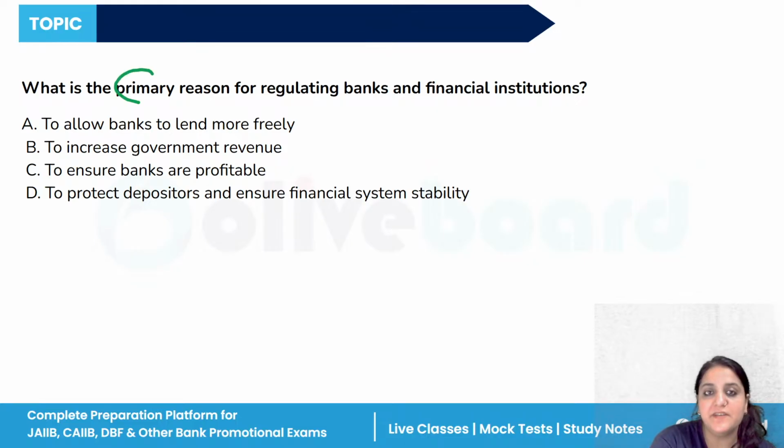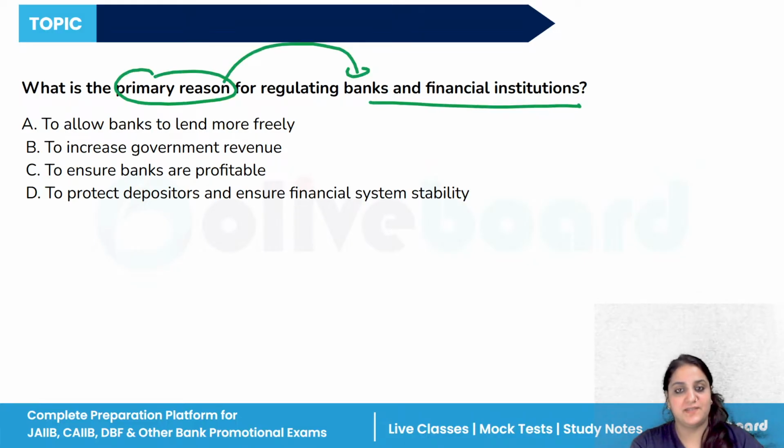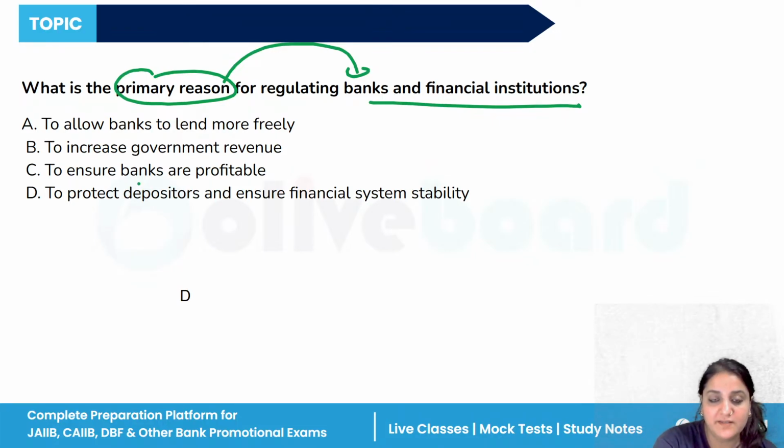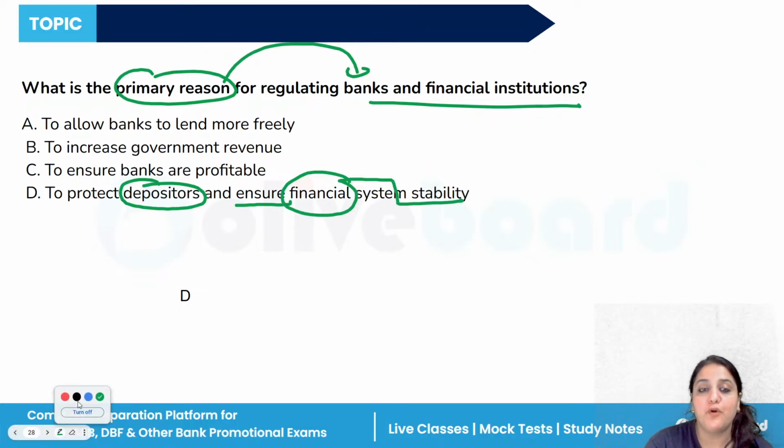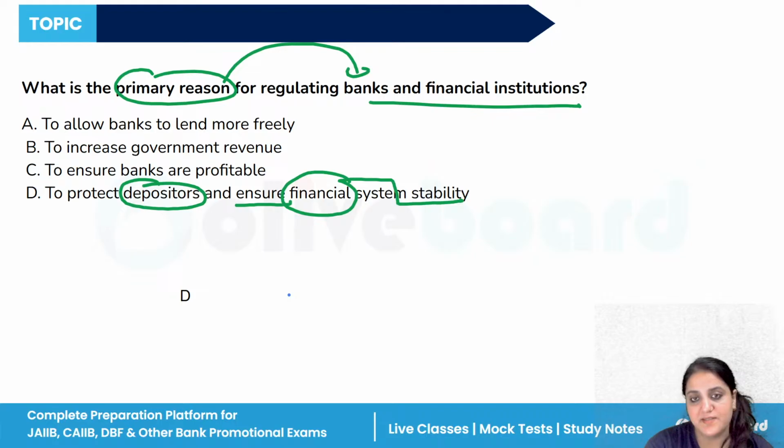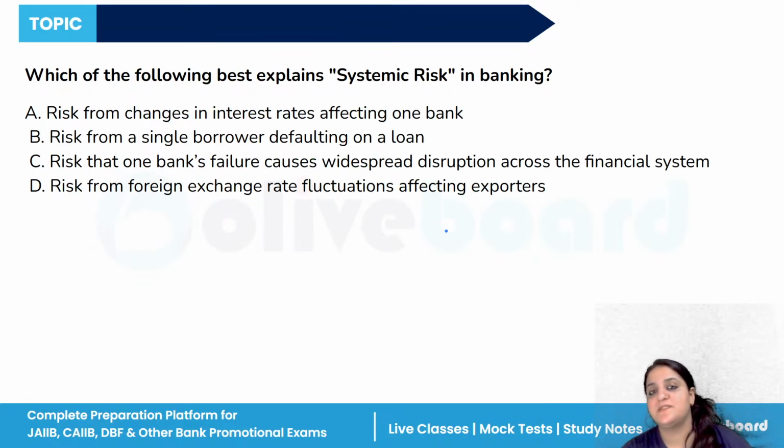What is the primary reason for regulating banks and financial institutions? Why are all the banks regulated, why are they doing so many things? Obviously they are protecting the depositors, and also they are ensuring that there is financial system stability. So, to protect the depositors and ensure financial system stability.